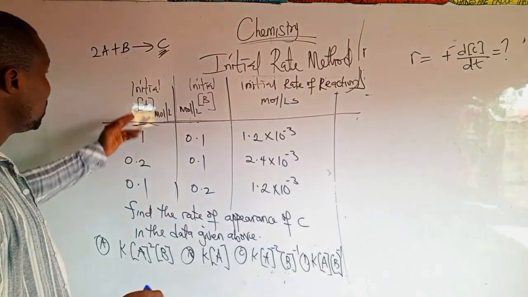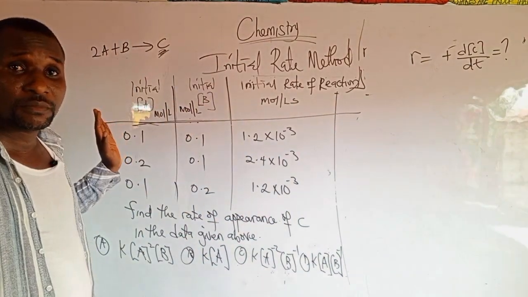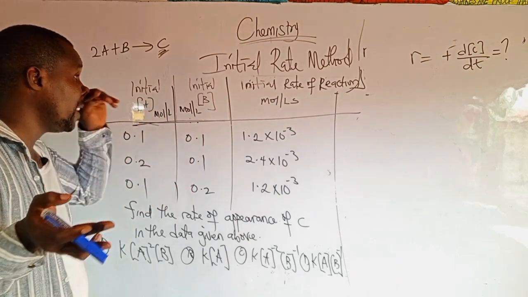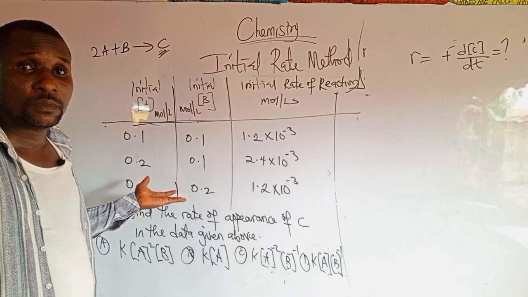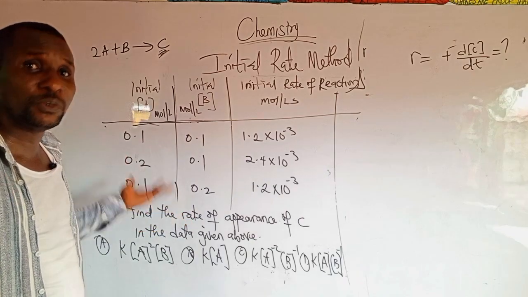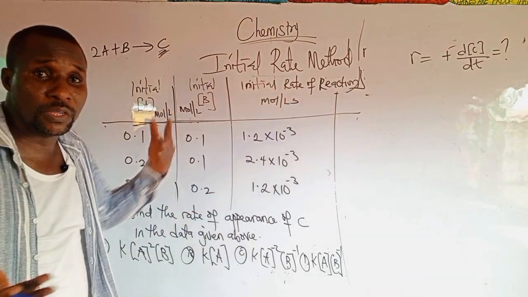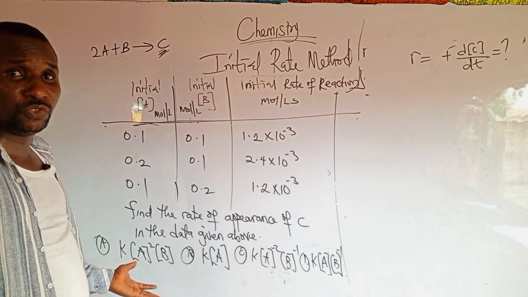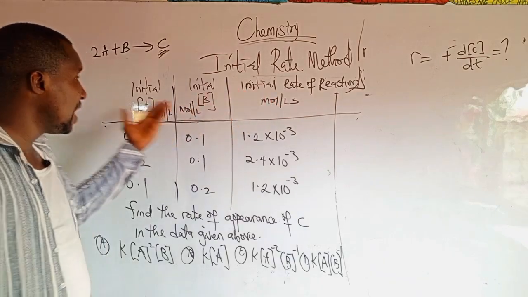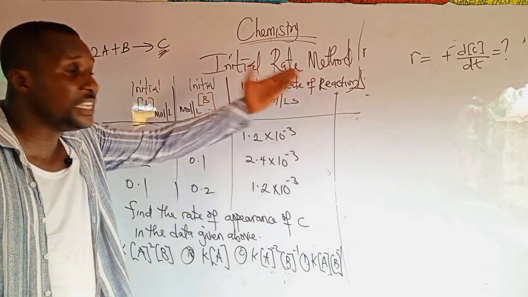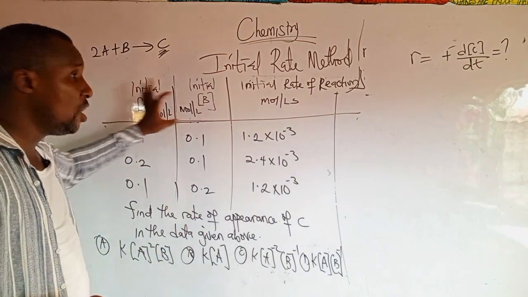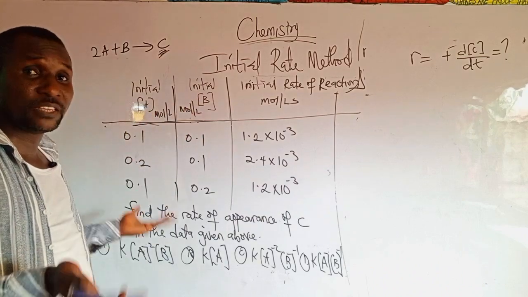What forms C? When A reacts with B. What they want you to do is just to find the order of reaction with respect to A and the order of reaction with respect to B, because they are the ones reacting to form C. As A and B are disappearing, C is appearing. That means we want you to find the order of reaction with respect to A and with respect to B.